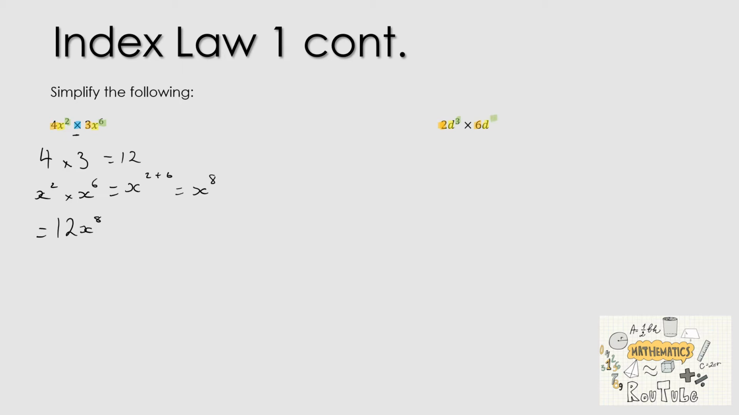Okay, it's really important to note that when there's no power, or there's an invisible power essentially, that just means that that's the power of 1. A lot of people make a common error and just think that the power is 0, but that's going to come when we talk about the third index law. So if there's no power, so if it's just 6d or 2x or 3y or whatever it is, there's actually just a power of 1. And I'll just highlight that one in green as well.